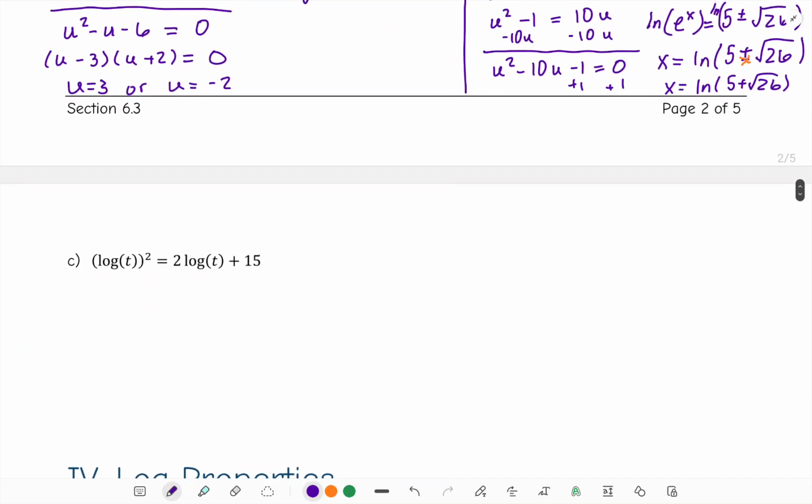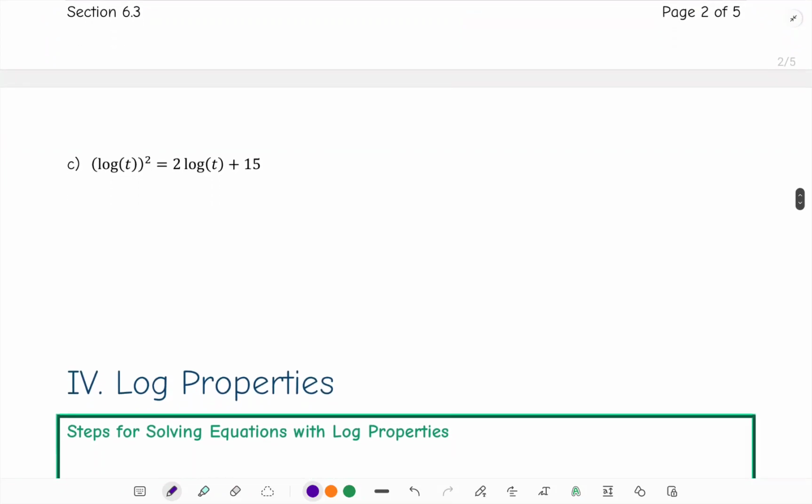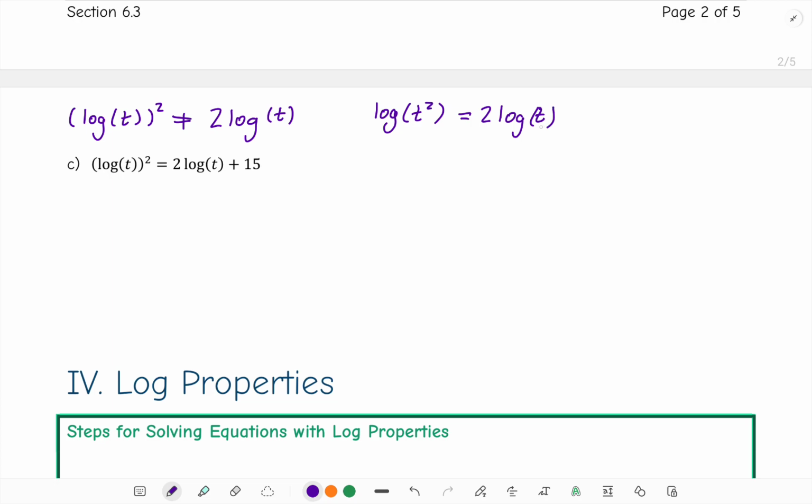Then one last one, part C. As you can see, we have a log of t squared and then a log of t. Now don't make the mistake of doing this property. This is not equal to 2 log of t. That's because it would have to be written like this, where the squared's on the t, not on the log. This is equal to 2 log of t. So don't make that mistake.